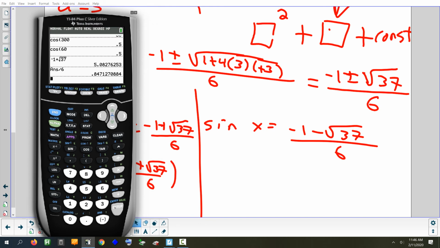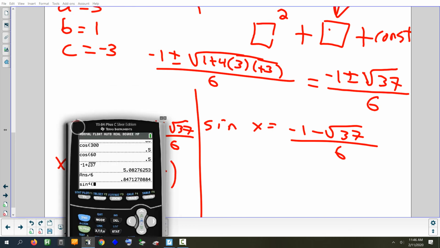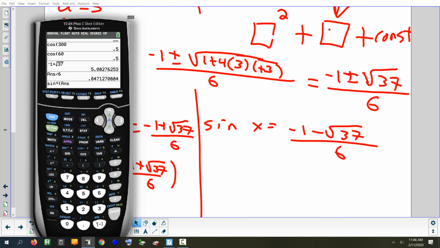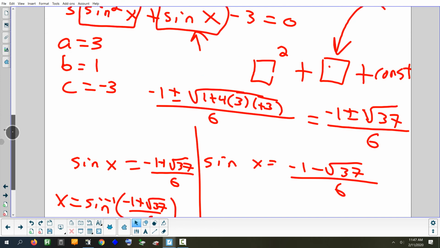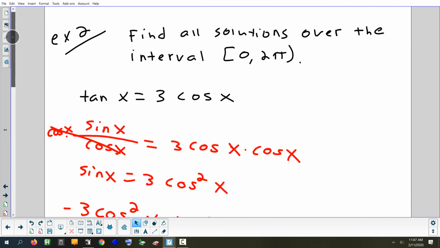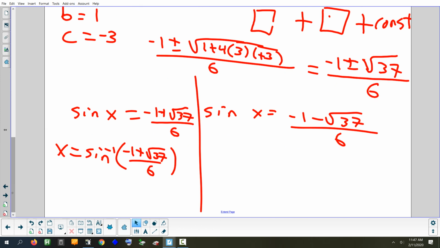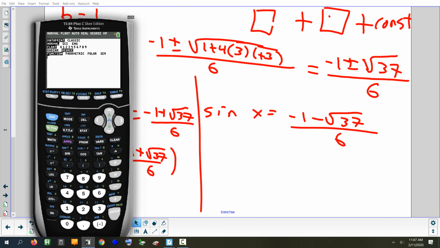0.84. Is 0.84 a value in the highest to lowest that sine goes? Yeah. So when I do inverse sine of that number, it's going to be okay. So let's go second, inverse sine of, and I can just do the last answer that was on the screen. Now, I'm still in degrees, which is fine if we're doing it in degrees. But they said radians. So let's change to radians before I hit enter.